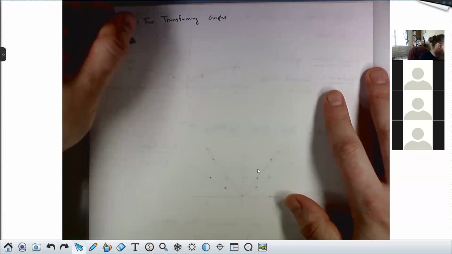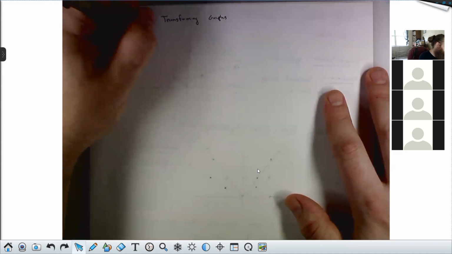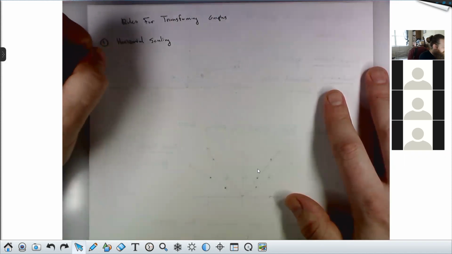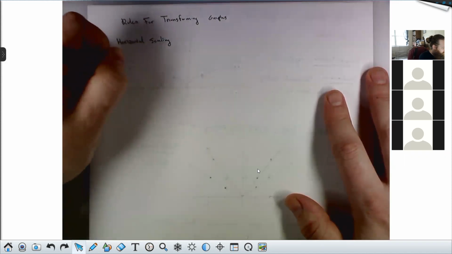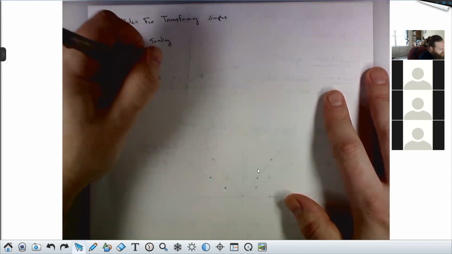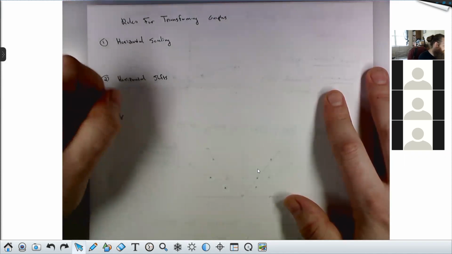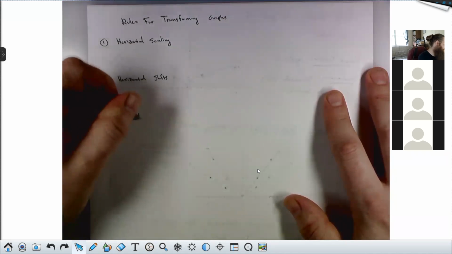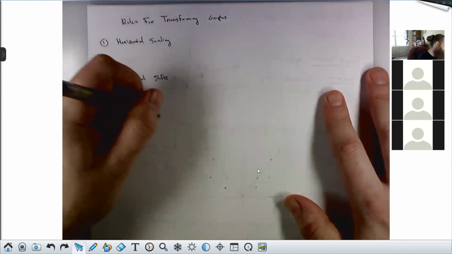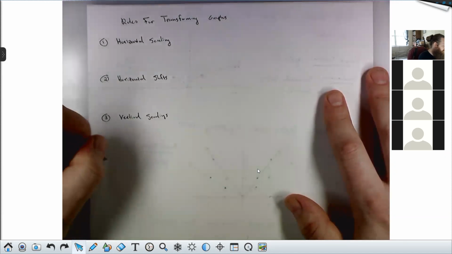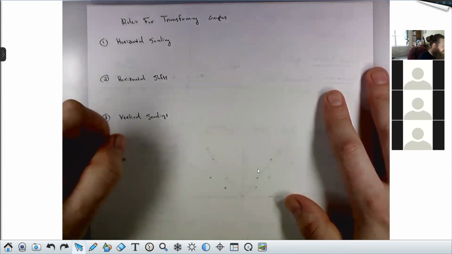We always do horizontal scalings first. Then horizontal shifts. Then, if there are any, we do vertical scalings. And then finally, vertical shifts.